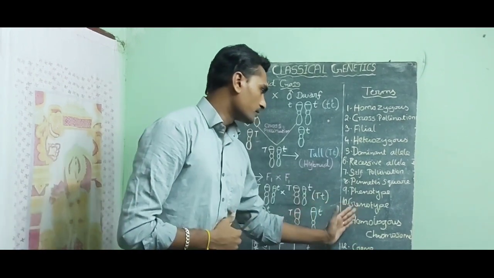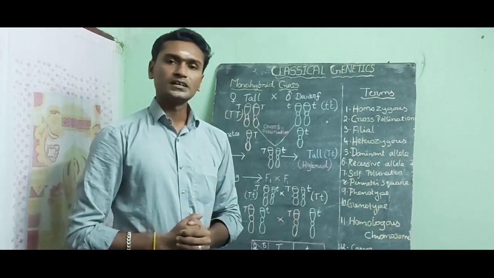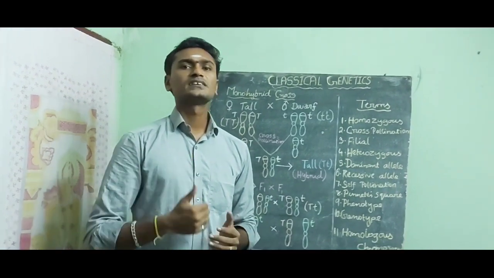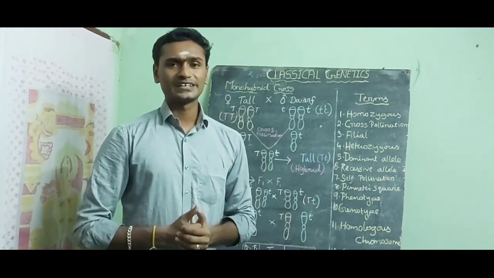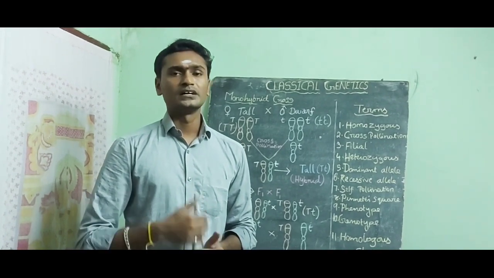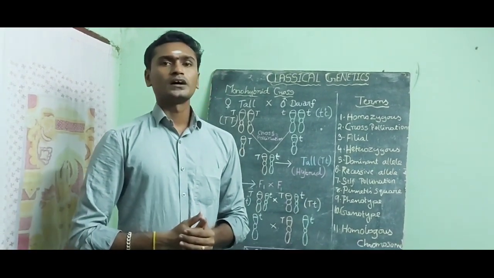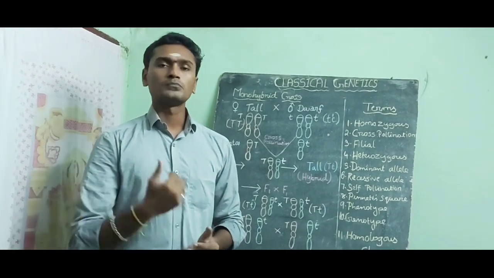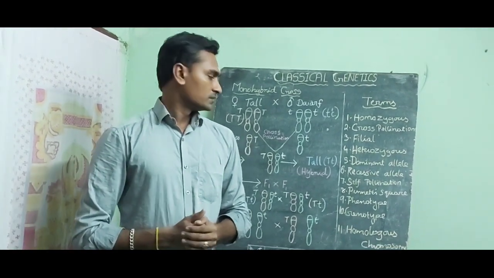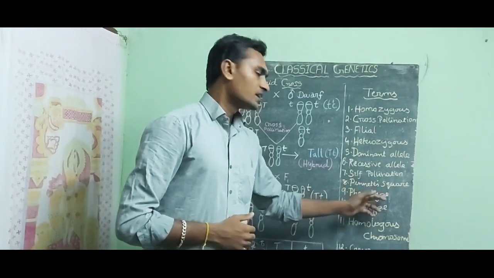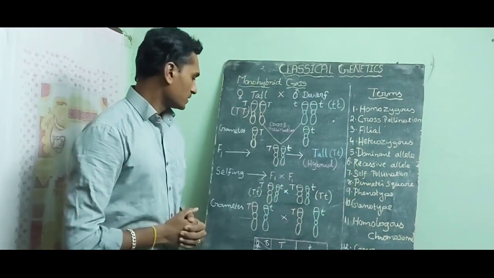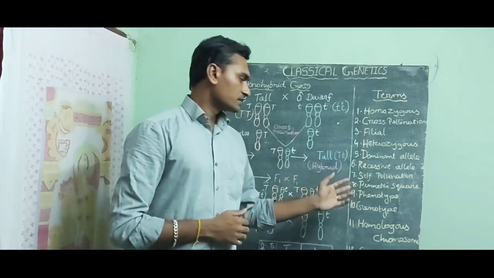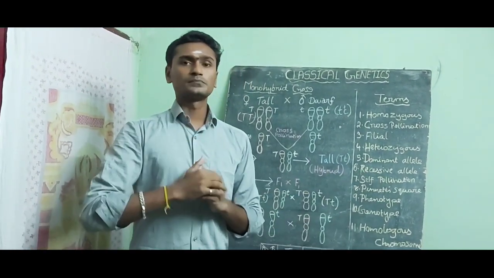The next term, phenotype. We can define phenotype simply. It is the physical appearance or morphological character or behavior of a trait. So if a plant looks tall, that is a physical appearance or a morphological character. Here you are telling the plant is tall. That means it shows the physical appearance tall.